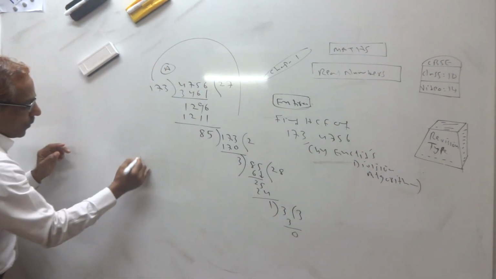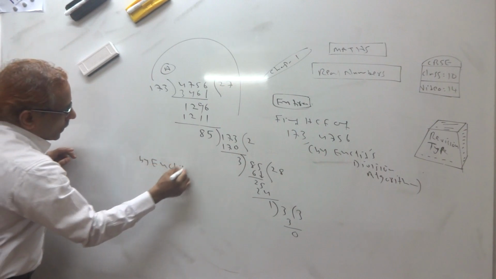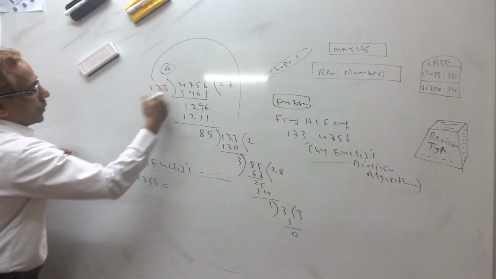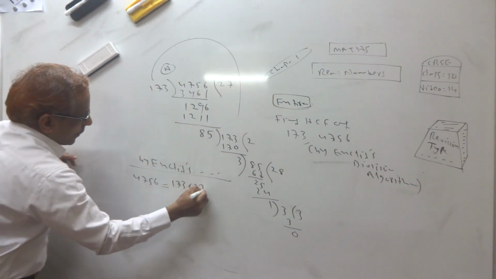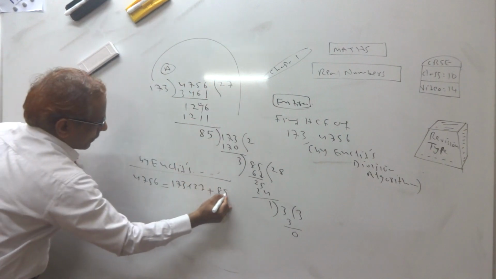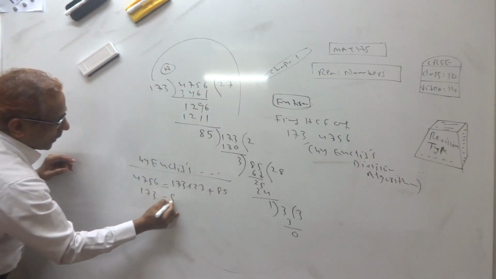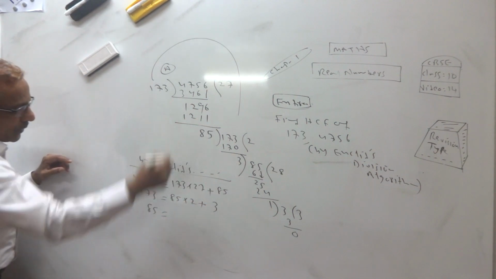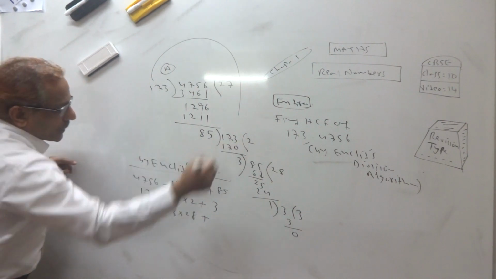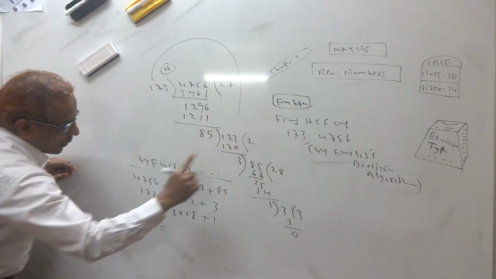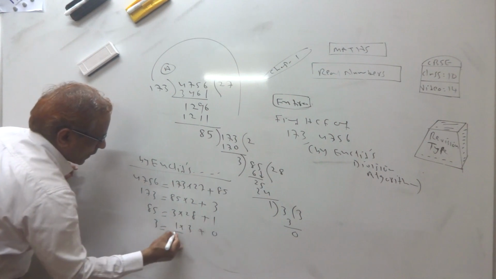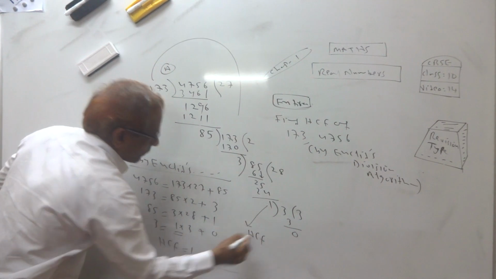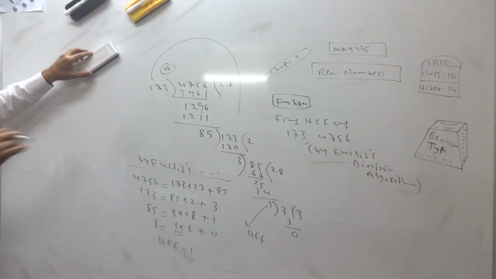Right? So how do we write now by Euclid's division lemma? 4756 is equal to 173 into 27 plus 85. Then 173 is equal to 85 into 2 plus 3. Then 85 is equal to 3 into 28 plus 1. Then 3 is equal to 1 into 3 plus 0. So what is HCF? 1. See, this is called HCF. Clear? So this is one revision type.